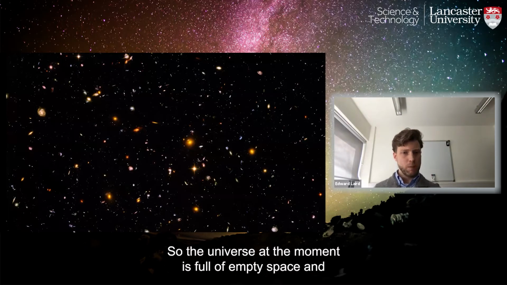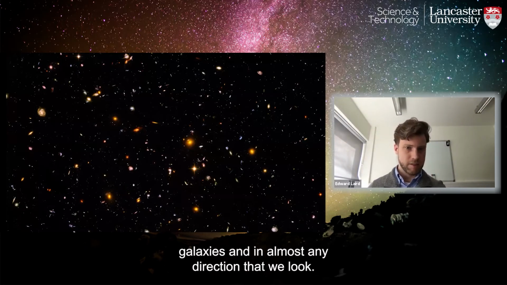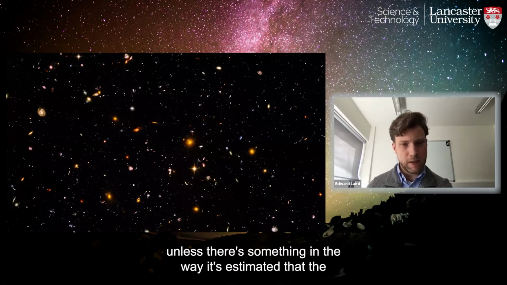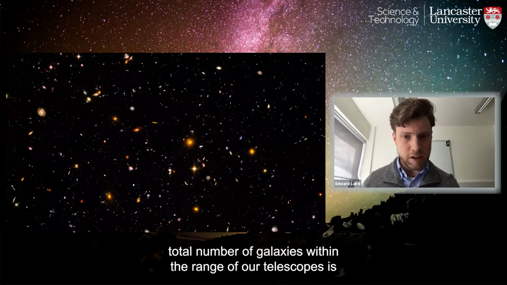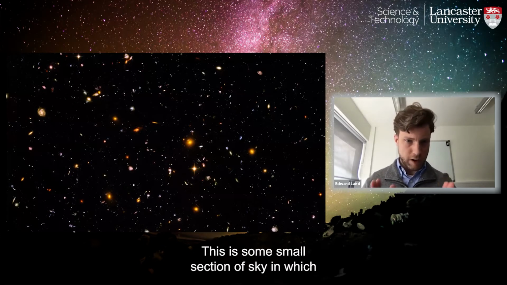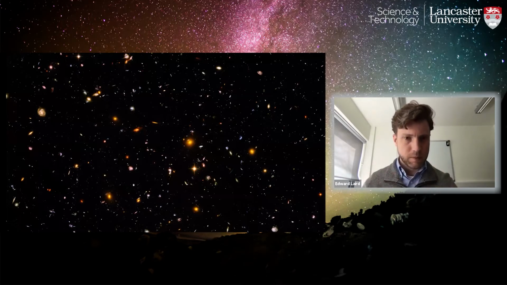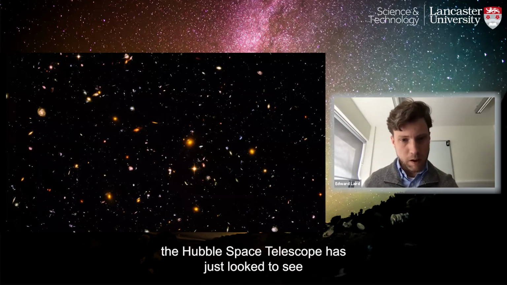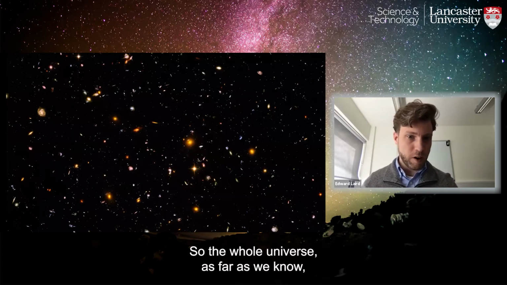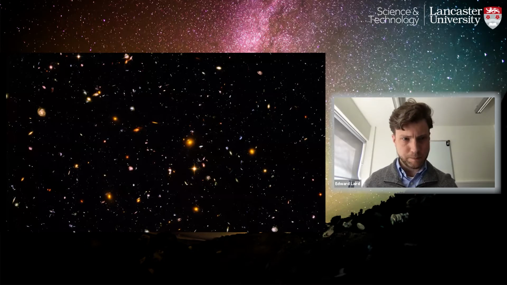The universe at the moment is full of empty space and galaxies. In almost any direction that we look, there are galaxies pretty much as far as we can see, unless there's something in the way. It's estimated that the total number of galaxies within range of our telescopes is something like 2 trillion. This is some small section of sky in which the Hubble Space Telescope has just looked to see what there is. So the whole universe, as far as we know, looks something like this.